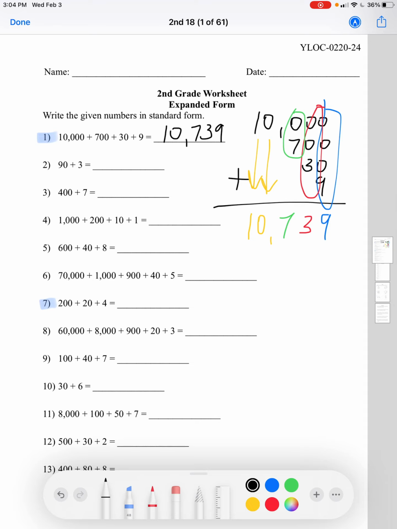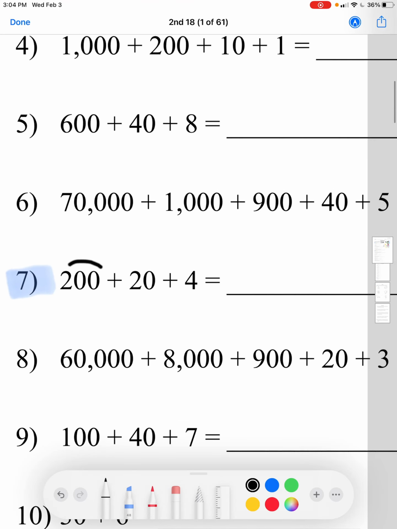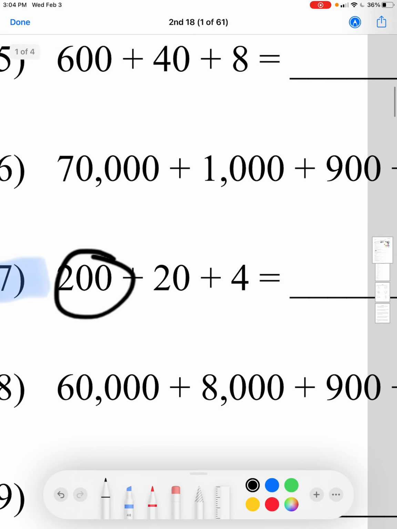Let's go over number 7 as well. We have the number 200 plus 20 plus 4. So another way we can solve this is by looking at the number with the most place values. If you look here, it's the number 200 because we have 3 place values here, and we have 2 zeros right here, and we have 2 numbers here. So each of the numbers is going to replace one of the zeros.